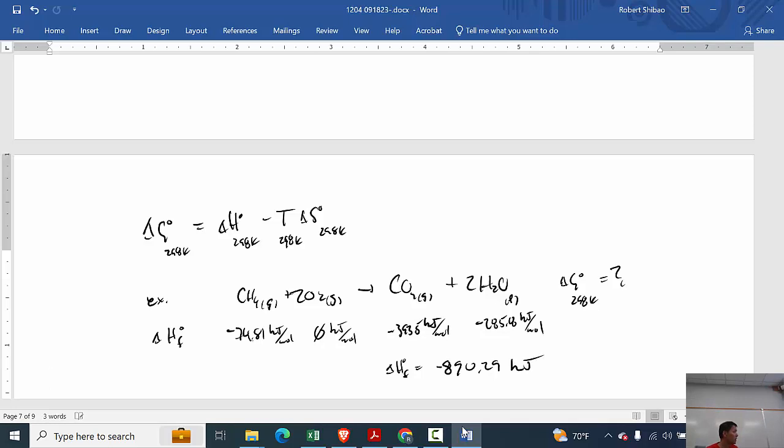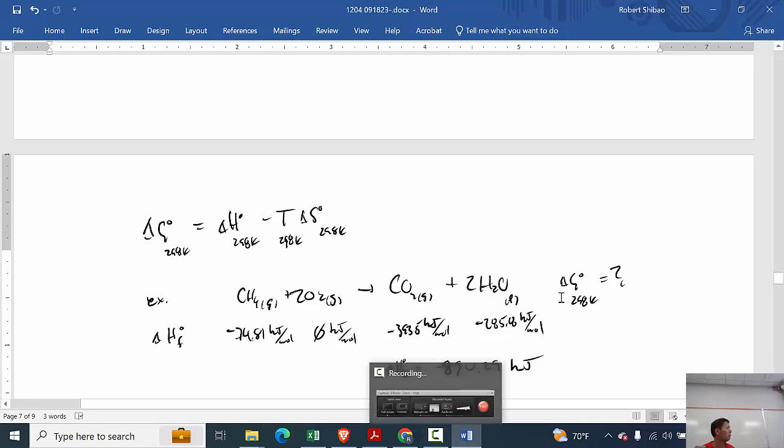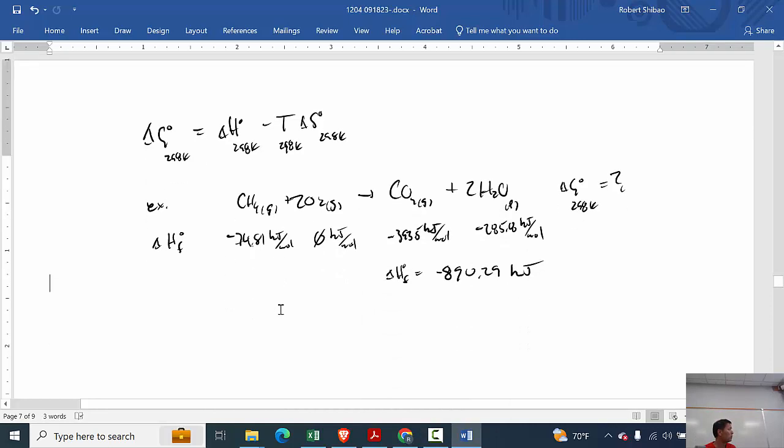Units for this will be in kilojoules. All the moles cancel here. That's what the nu is, the moles. This is kilojoules for the reaction as written here, according to the coefficients there.